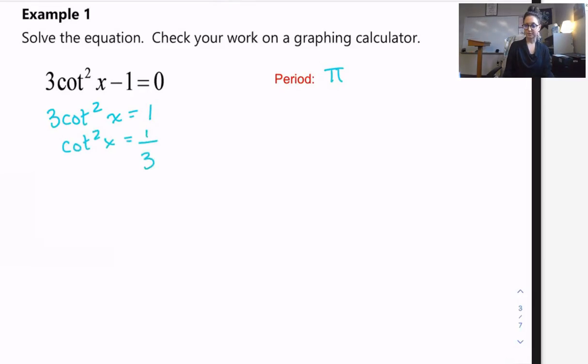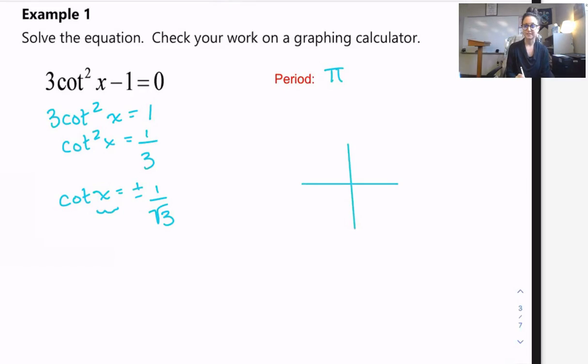And now I need to get rid of the square, right? So I need to square root both sides. Now remember, from Algebra 2, when you introduce a square root, you need plus or minus on the other side of the equation. So square root of 1 is 1, and then I'll have square root of 3. Okay, so now I need to figure out, again, for what angle is cotangent both positive or negative 1 over square root of 3. Well, let's draw our guide here.